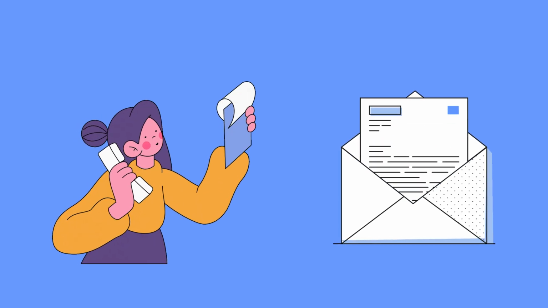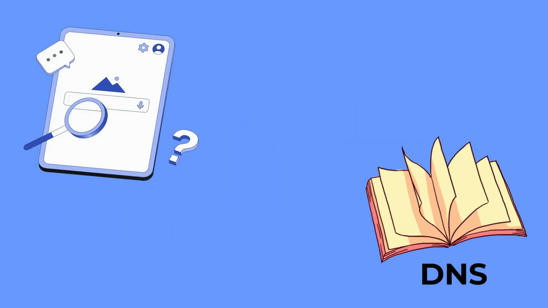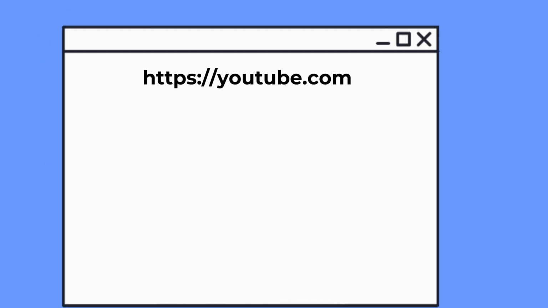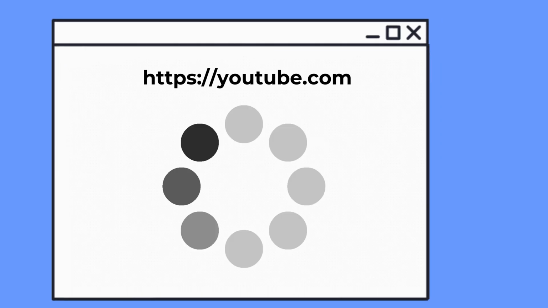Imagine you're trying to send a letter to a friend, but instead of a name and address, you only have a phone number. DNS essentially works like the phone book, matching a website's name to the correct IP address. Let's look at how DNS resolution works in practice. When you enter a domain name into your browser, the following steps occur.